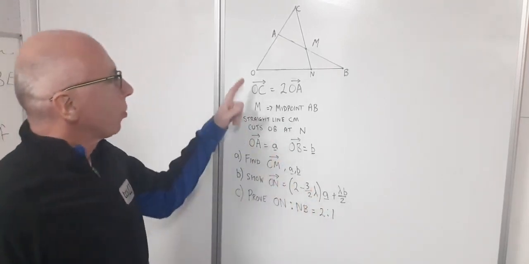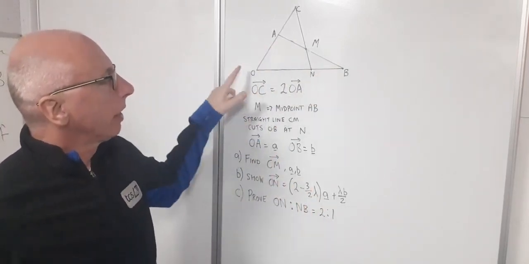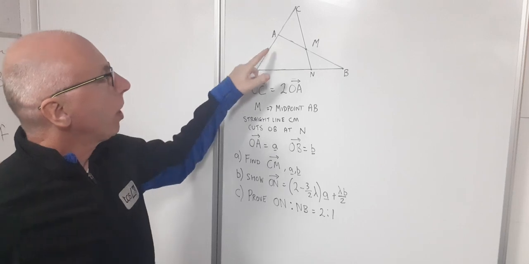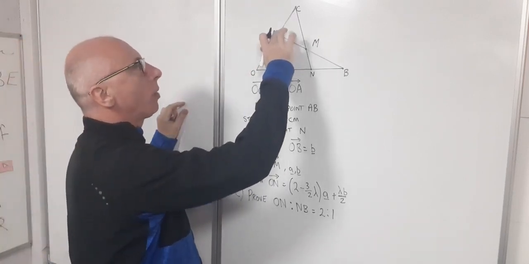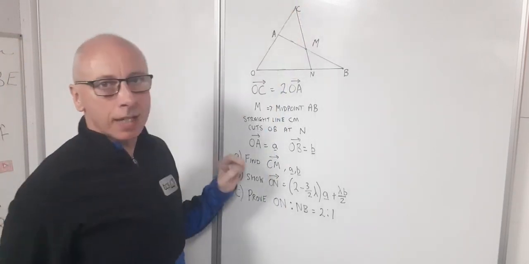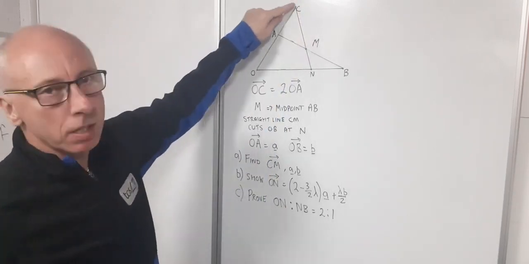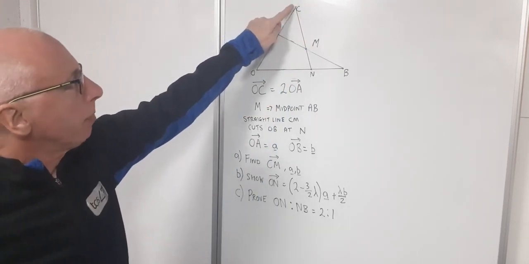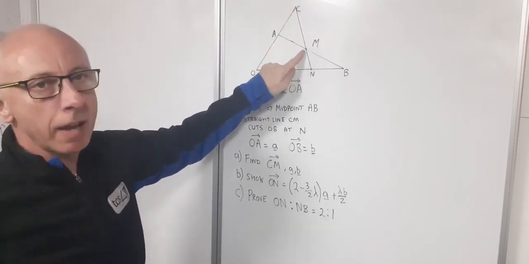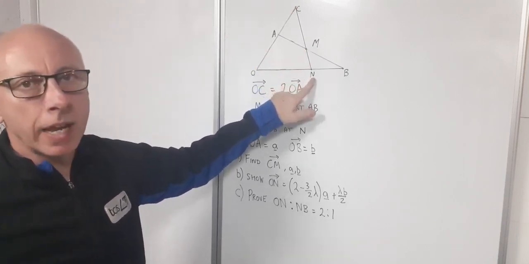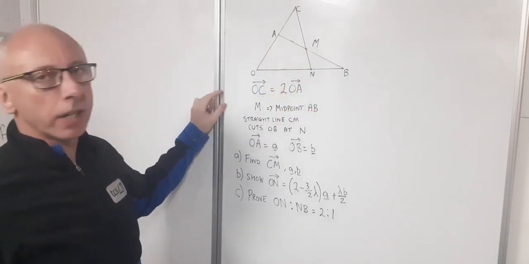So in this question we've got a triangle OAB, and from this triangle we've got a point C which comes in a straight line from point OA and meets at point C. So from this line OA it meets at point C, and then this point C crosses the midpoint of AB at point M and intersects OB at point N. So that's the design of the triangle.